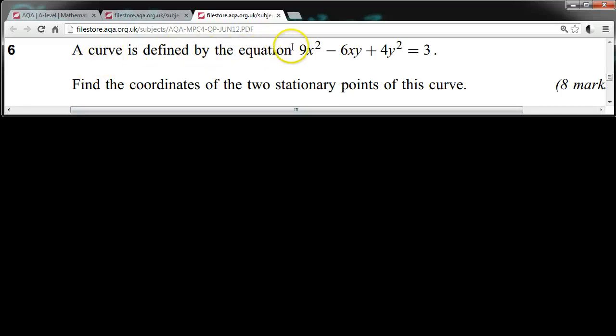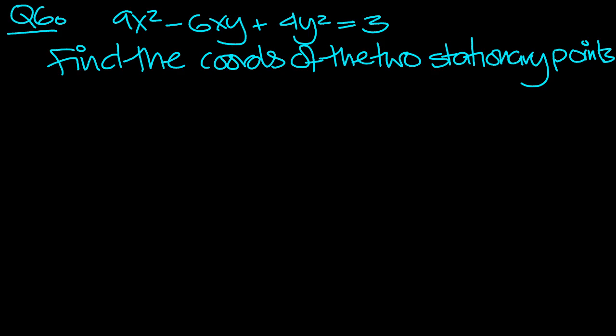A curve is defined by the equation 9x squared minus 6xy plus 4y squared equals 3. Find the coordinates of the two stationary points of this curve. So let's have a look at this then. Two stationary points of this curve. So let's differentiate then with respect to x.